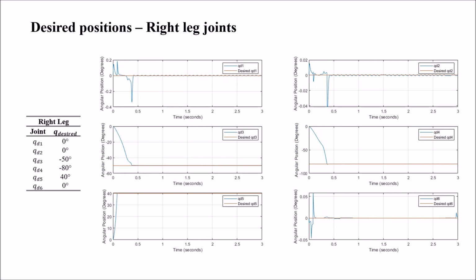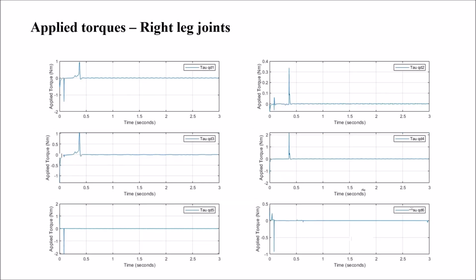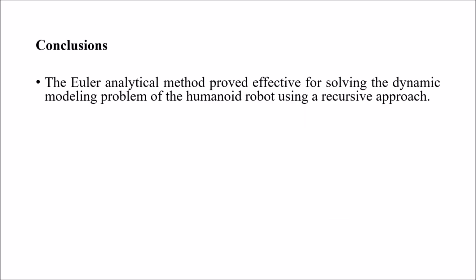Results. The following section presents some simulation results. The desired joint positions shown in the table are proposed for the right leg. These plots show the behavior of the present position of each joint. These plots present the position errors for the right leg joints. The torques applied to the right leg joint are presented in the following plots.